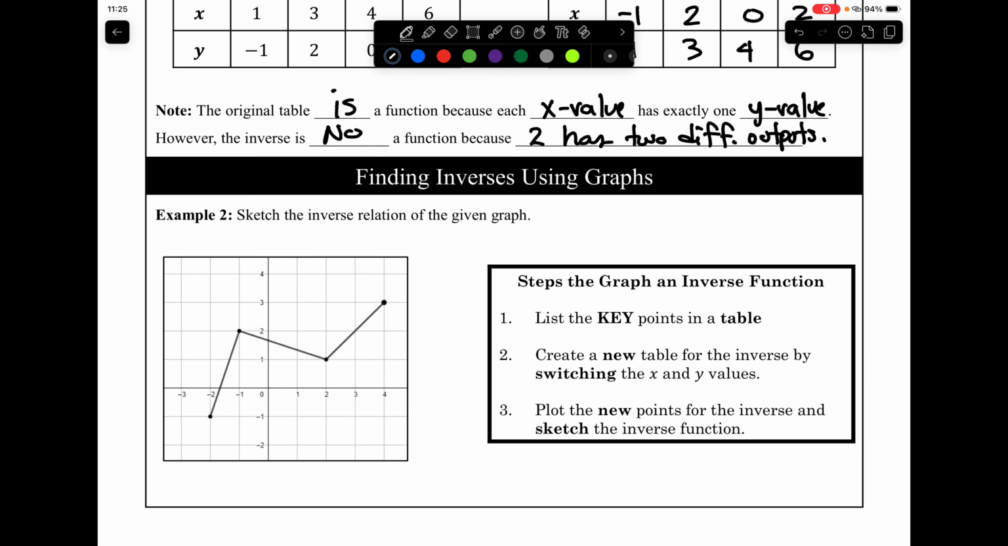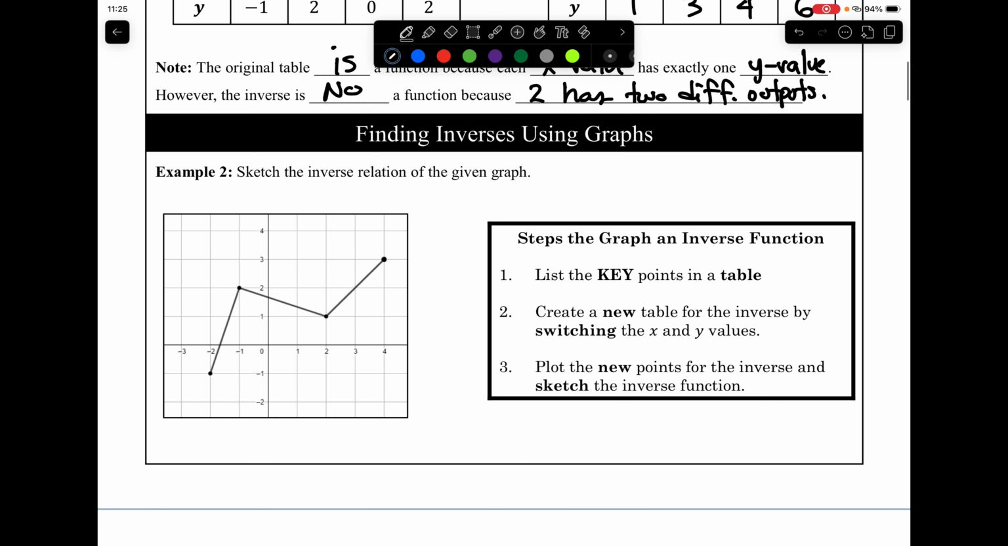So let's take into account this exact same idea with this graph right here. Like I mentioned, the inverse of every relation is not always going to also be a function. Take into account this graph that we see here. By the vertical line test, we see that this relation is a function. Any vertical line that I draw only intersects the relation at one place. But if I look at the points and get the inverse of this, which again is done by simply switching the x and y values, I can graph the inverse and see what the inverse looks like.